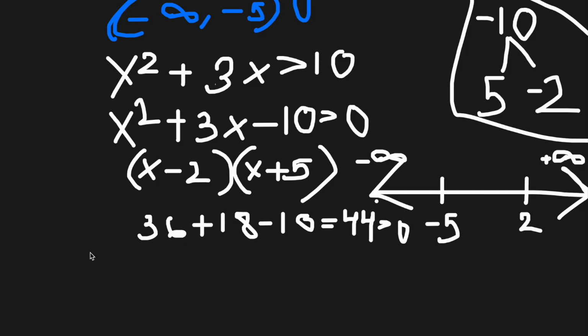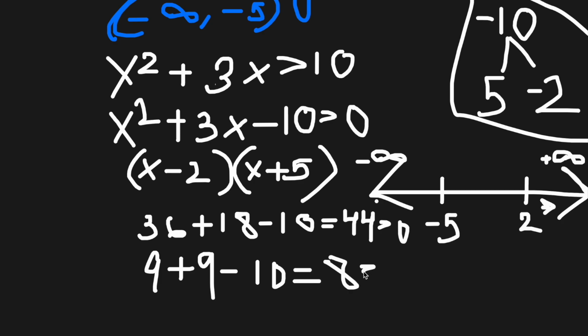Next, we're going to try a number on this side, something like 3. So 3 squared is 9. 9 plus 3 times 3 is 9. Minus 10 gives you 8. And 8 is still greater than 0.